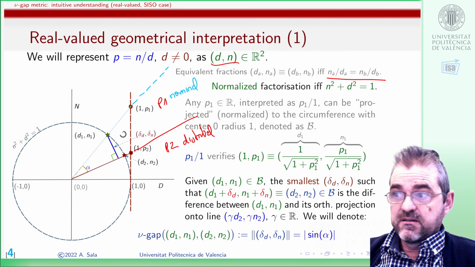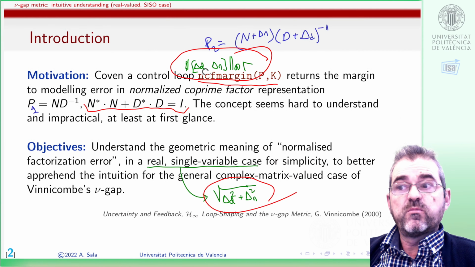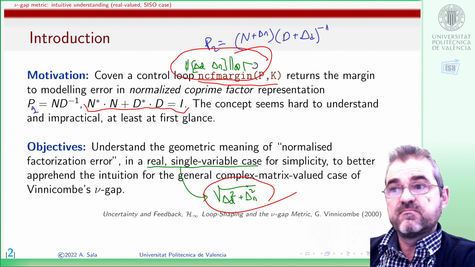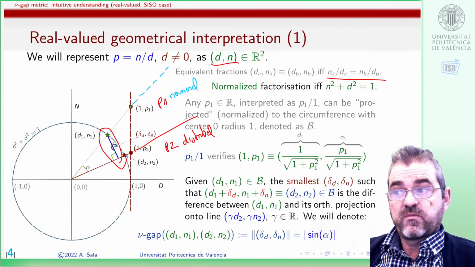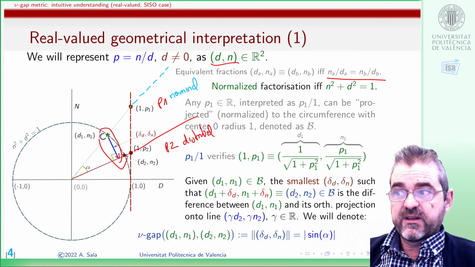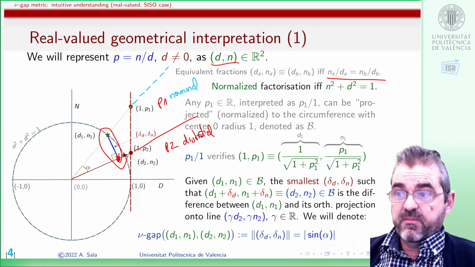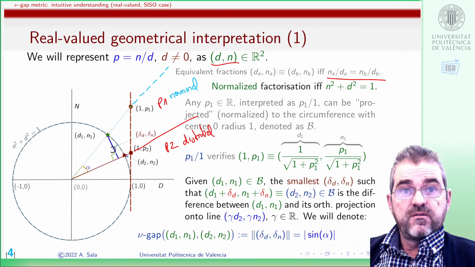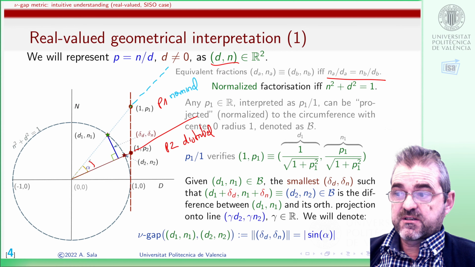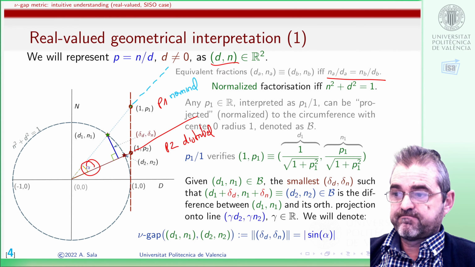Then the distance in normalized factorization with minimum norm of this kind of uncertainty description is the length of this segment, because that transforms the normalized representation of P1, D1 and 1, onto something which is on the line that represents the disturbed plant P2. This length is actually the sine of the angular difference between the two lines.